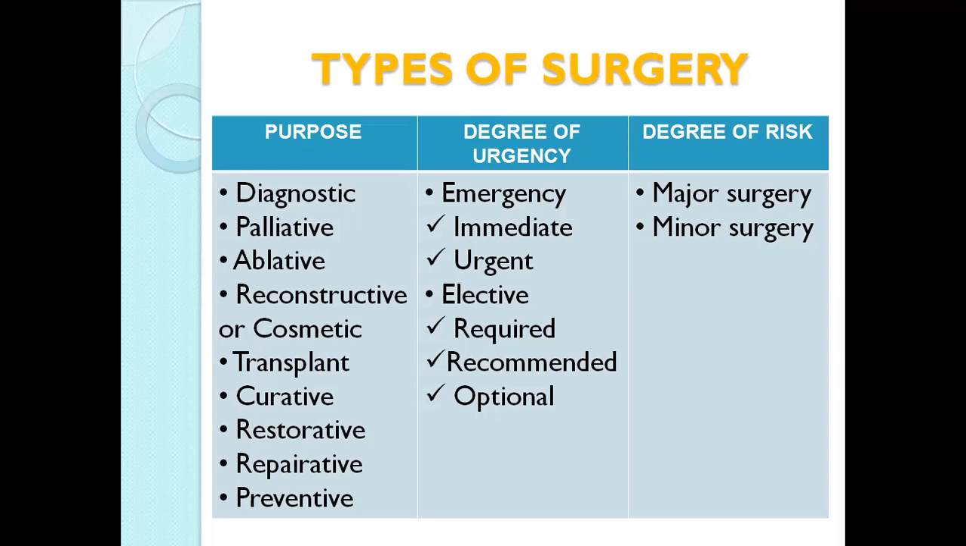So we have these two types. These are the three main classifications of surgery: according to the purpose, according to the degree of urgency, and according to the degree of risk. I'll explain all of these one by one.